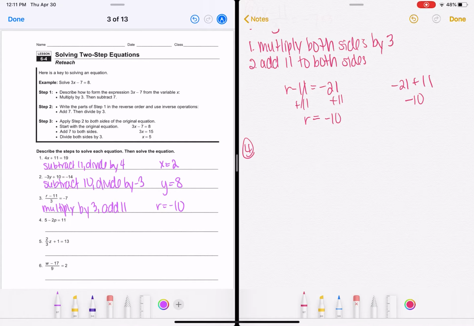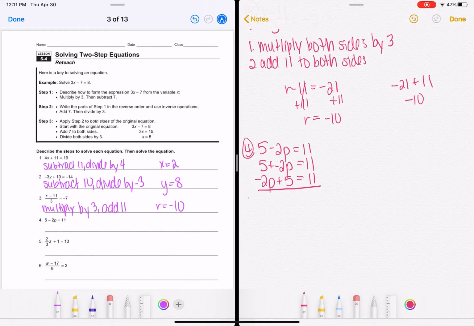Number 4, we have 5 minus 2p equals positive 11, I'm sorry. What I'm going to do is I'm going to rewrite this beginning part of my equation. So this would actually be 5 plus negative 2p equals 11. And then I can also rewrite it this way as well. And this is the version that we're used to seeing.